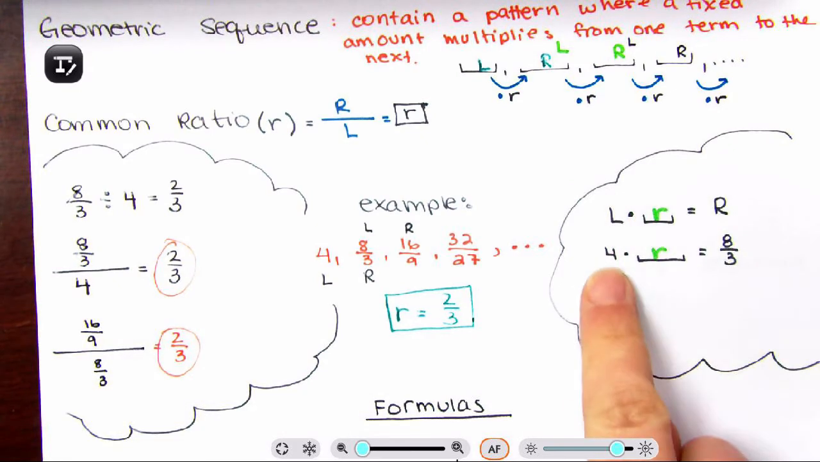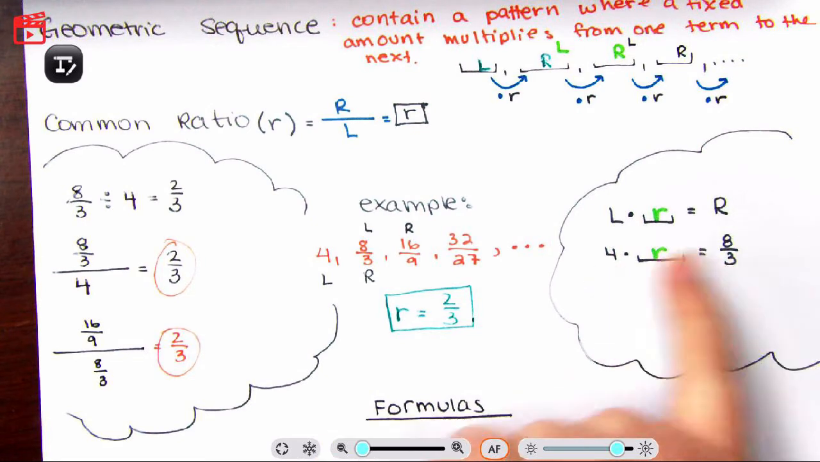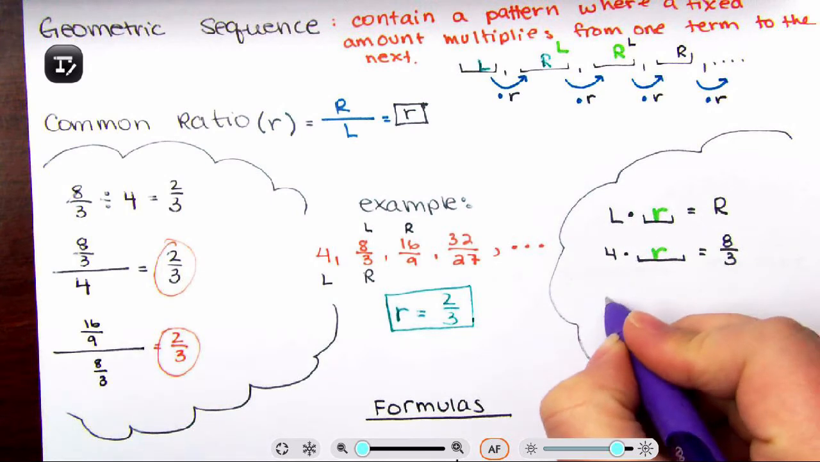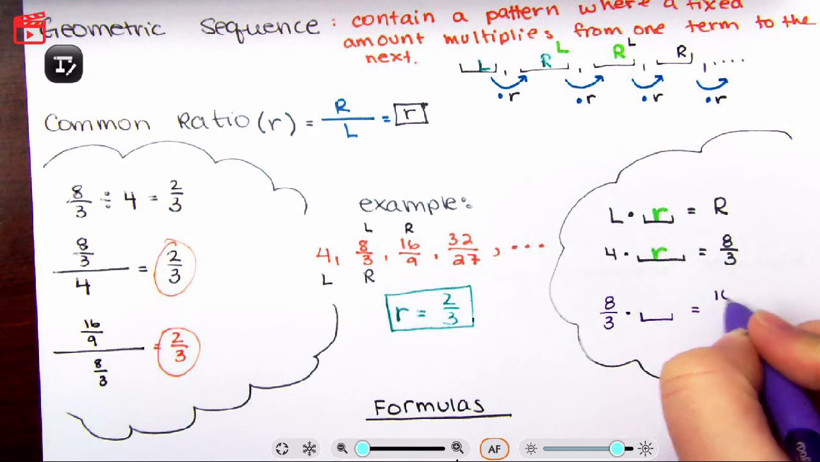So how would we do that? Well, we would divide by 4 on each side, which obviously is what we did here. Now, when you have fractions, I actually recommend starting out with the two fractions next to each other. Like, don't start out with this. Start out with maybe these two. So I'm going to start out with 8/3 times what is equal to 16/9.